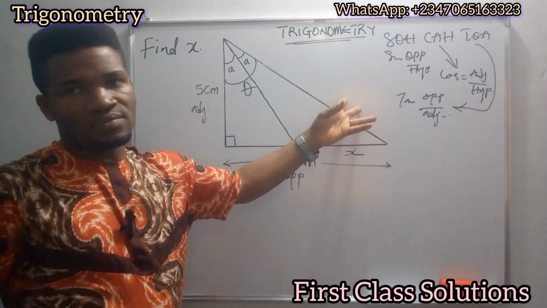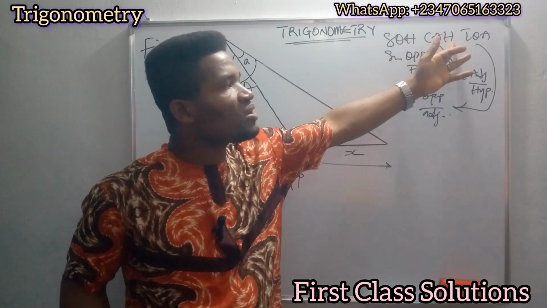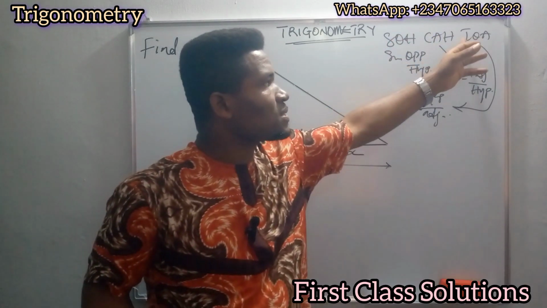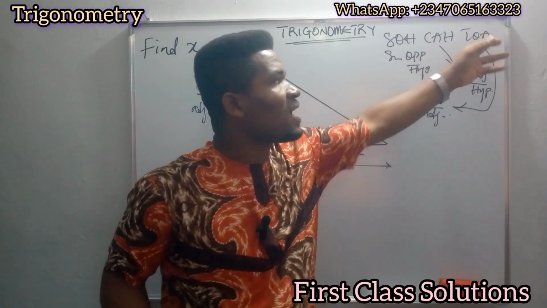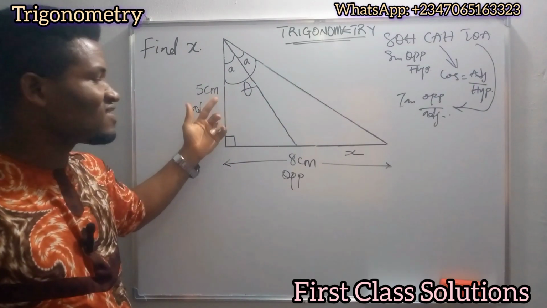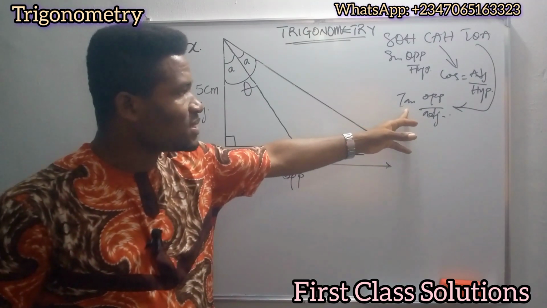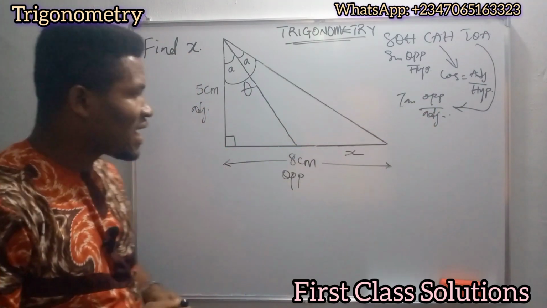And if you look at this triangle very well, we discover that we do not have the value of our hypotenuse given. So opposite over hypotenuse will not work. Adjacent over hypotenuse will not work. Whereas tangent, being opposite over adjacent, will work because we have the value of our adjacent being 5 centimeter and the opposite being 8 centimeter given.